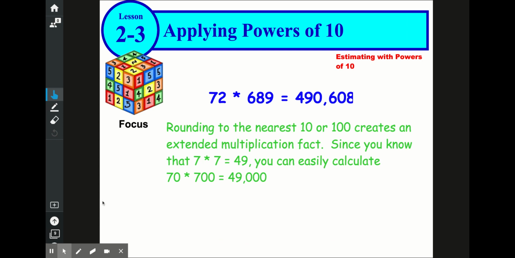Here's just another example. Rounding to the nearest 10 or 100 creates an extended multiplication fact, just like I showed you in the previous example. And since we know 7 times 7 is 49, we can easily calculate an estimate for this one, 72 times 689. So they did 70 times 700. They got 49,000. So again, this is not reasonable. Again, in the 100,000s, this one's in just the 10,000s.